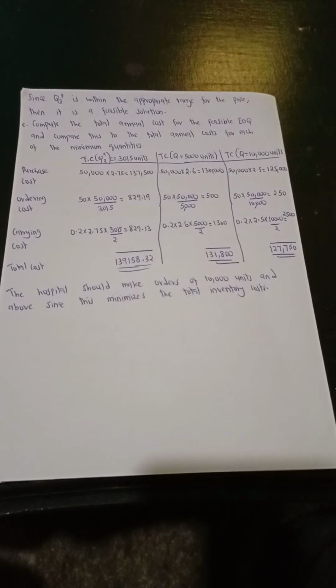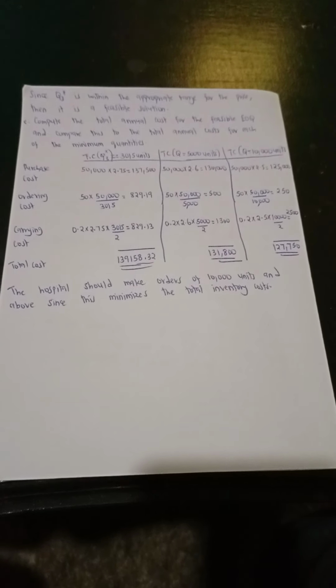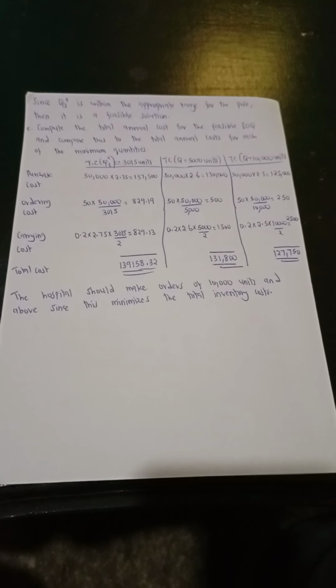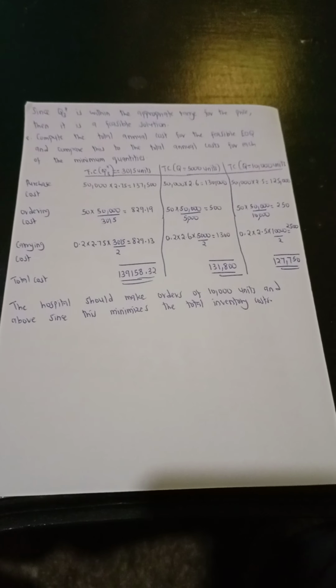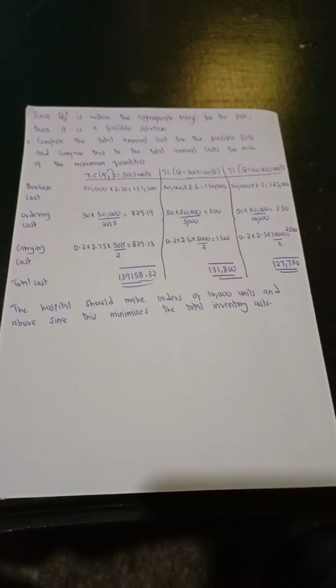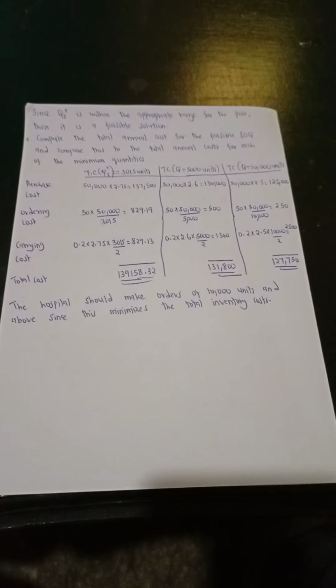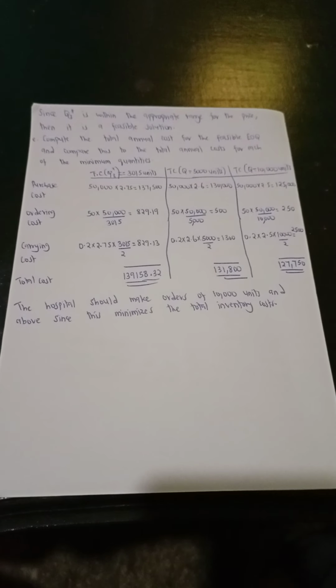And we're saying that since the Q3 is within the appropriate range for the price, then it is a feasible solution. You will see that the EOQ3 is lying between 1 and 4,999, and that is why we are saying that it is a feasible solution. So we go to the next step.